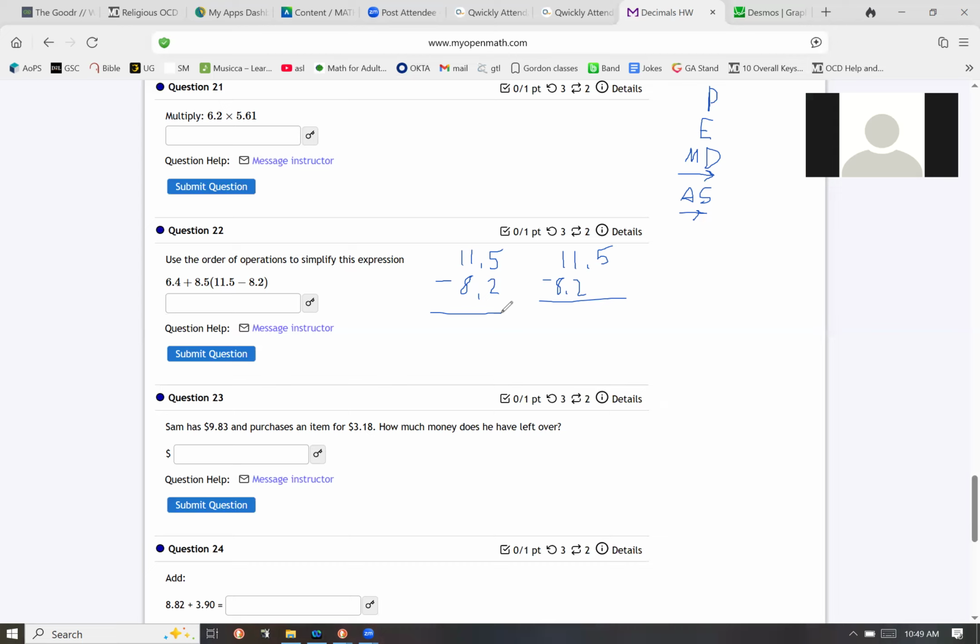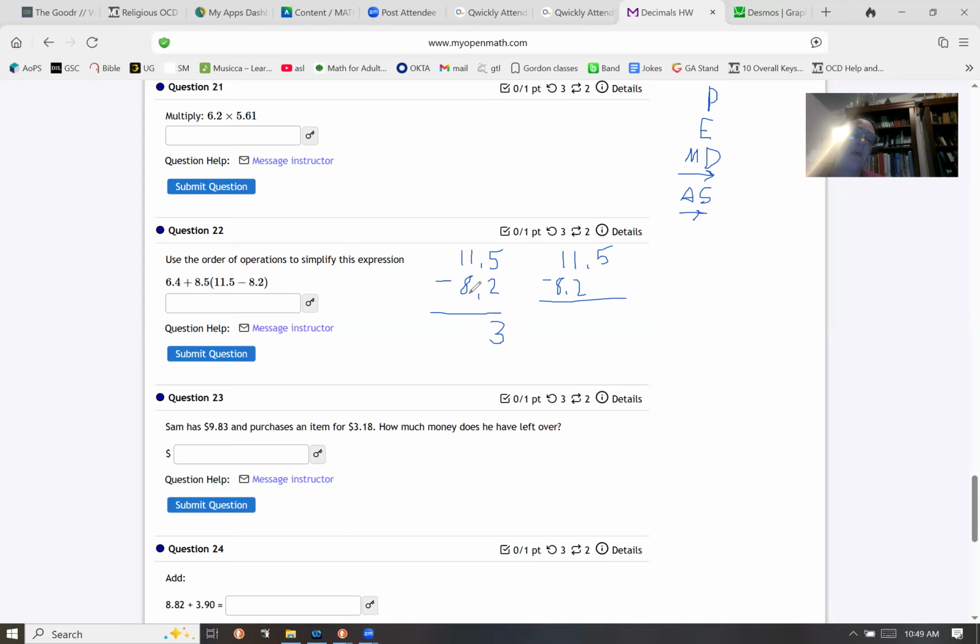The correct one's on the left, the incorrect one's on the right because the decimal points have to line up. They do. You need the place values to line up. So you need the tenths, the ones, and the tens to all line up. So 5/10 minus 2/10 would be 3/10. And then you can think of this as 11 minus 8, which we know is 3.